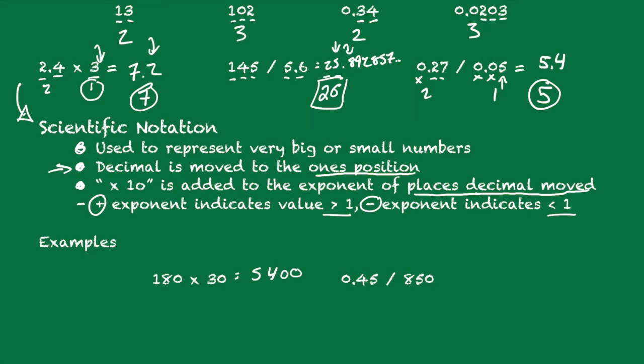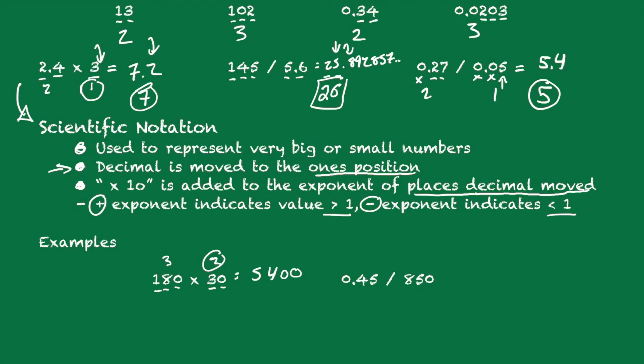Well, since it's being multiplied, we look at the question and there's 1, 2, 3 significant digits there, and there's 1, 2 significant digits there. So we need to round to our lowest number of significant digits, which is 2. But if I take 5,400 and I just write 54, that's smaller than the number that we had at the start. So I can't write my 2 digits like that.